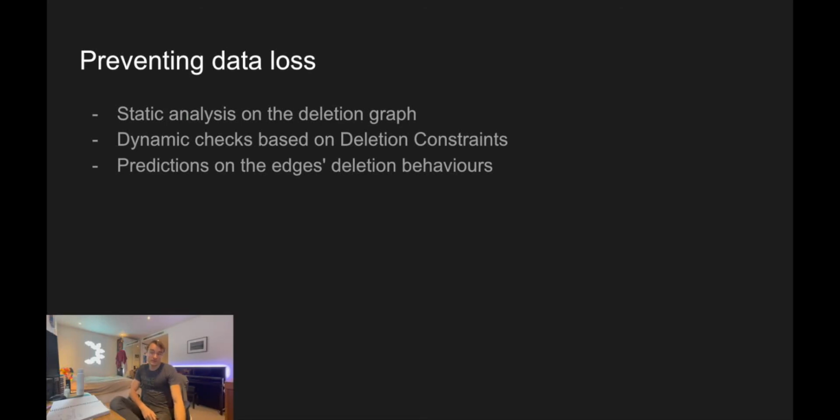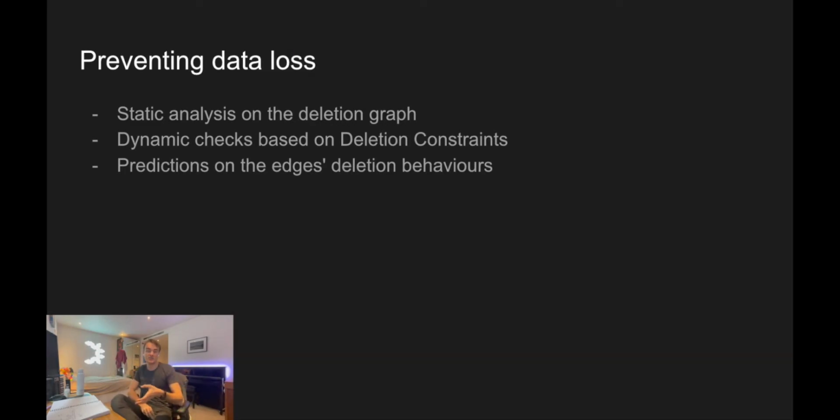The ways to prevent data loss, none of them are foolproof, but they have some good success rate. The first one is to do static analysis on the deletion graph. So I've explained we have deletion constraints, and we can check if they are violated, and if they are, we just prevent the code from being pushed in the first place.